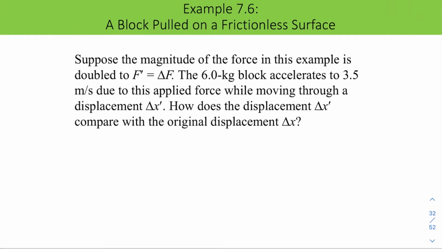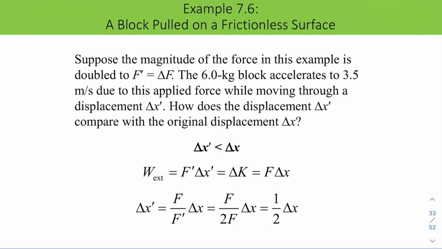Suppose the magnitude of the force in this example is doubled. Now we have F prime. The 6 kilogram block accelerates to 3.5 meter per second due to this applied force while moving through a displacement delta x prime. How does the displacement delta x prime compare with the original displacement delta x? If we refer to this, delta x prime is less than delta x.